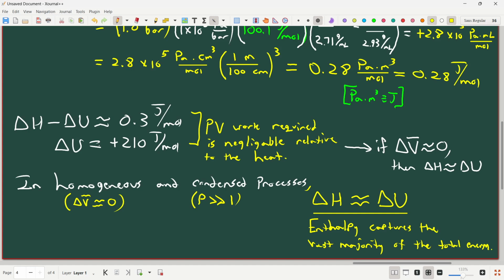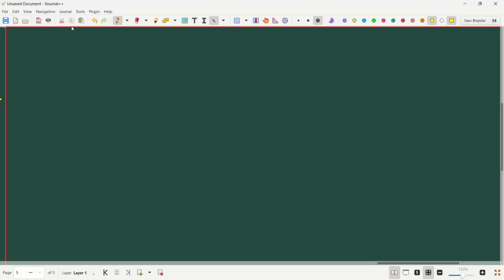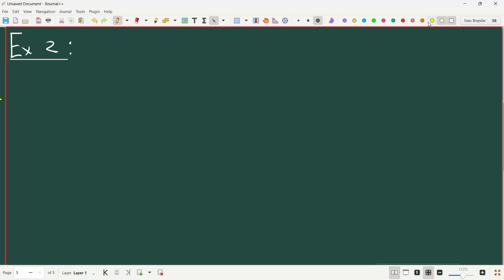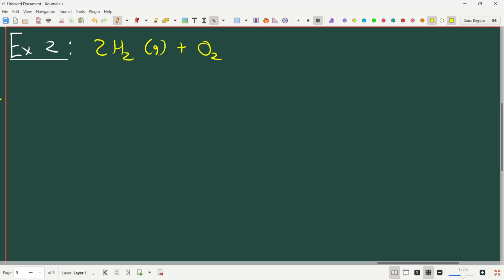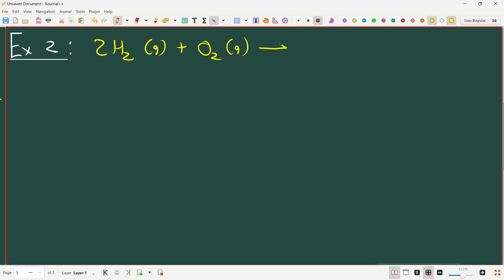All right, let's do a really, really simple calculation. Even simpler than the last one. The last one was mostly just conversions. So a really, really simple reaction, and this isn't really a calculation question. It's just kind of an argument. All right, so let's look at example 2. Let's look at the classic water forming reaction between H2 and O2 to give 2 H2O liquid.